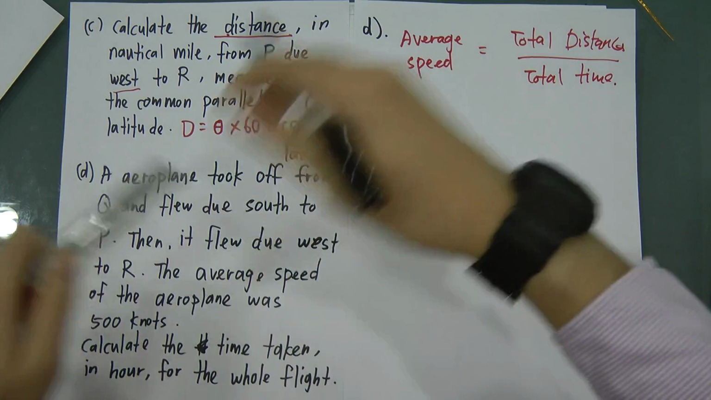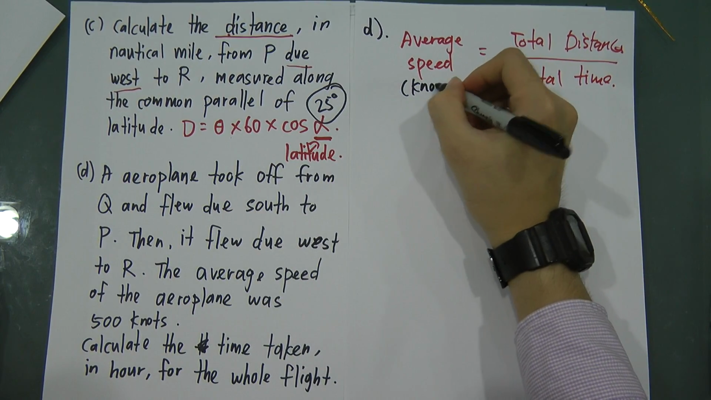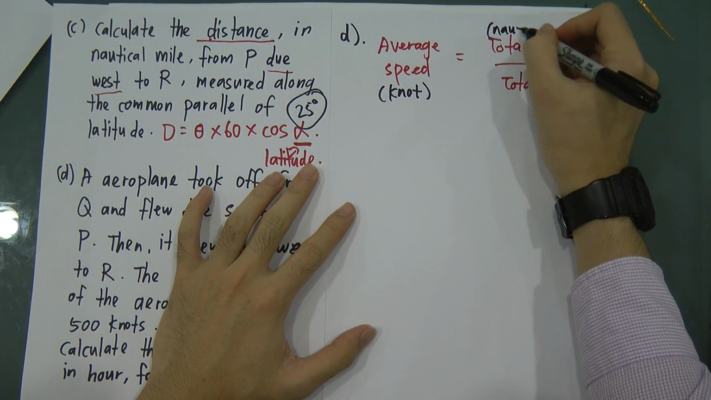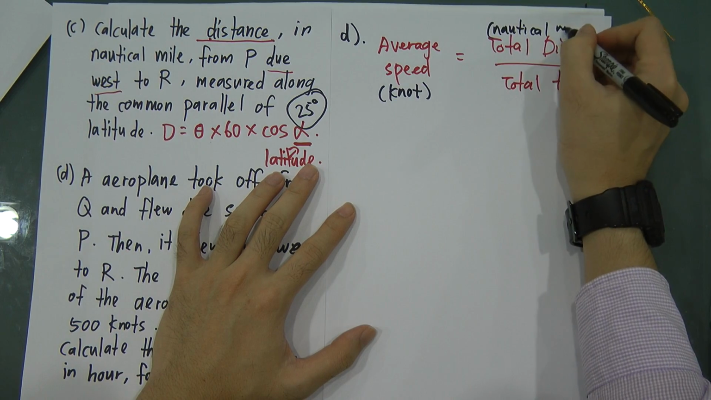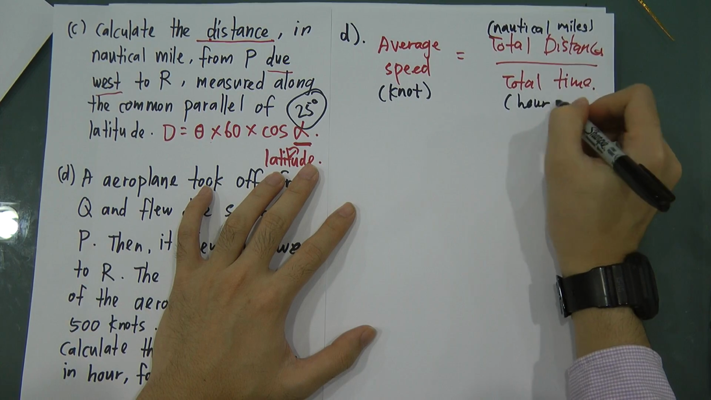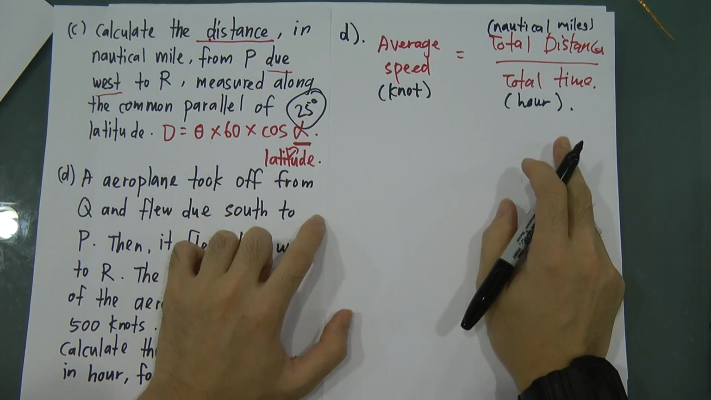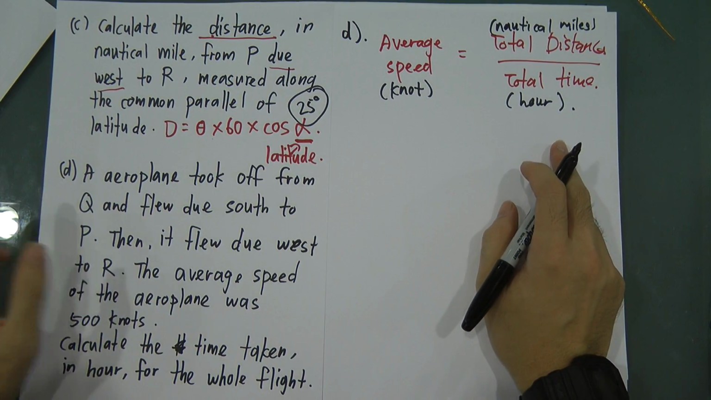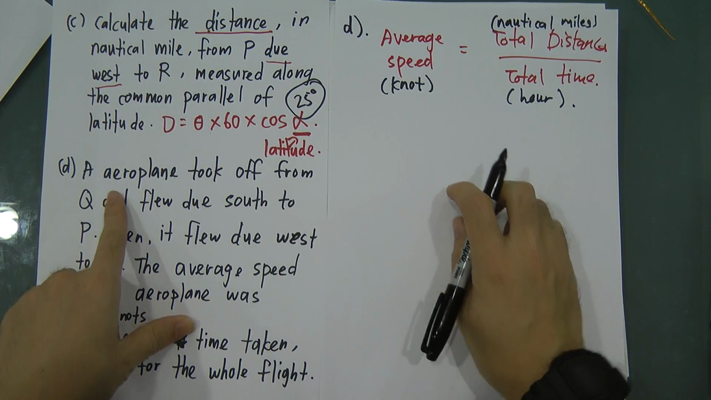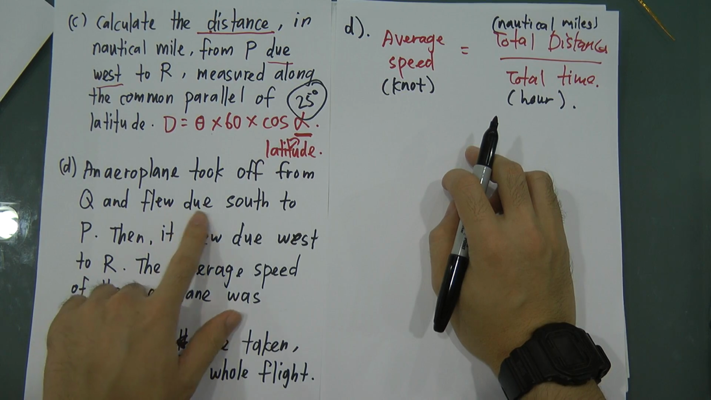However, I will tell you the units. Average speed, in this chapter, they use knots to represent average speed. For distance, as I just mentioned, they use nautical miles. And time must be in hours in order to solve this question. As long as you understand this formula, no matter how the question changes, you can do it. Alright, so in this case, he said an aeroplane took off from Q and flew due south to P.